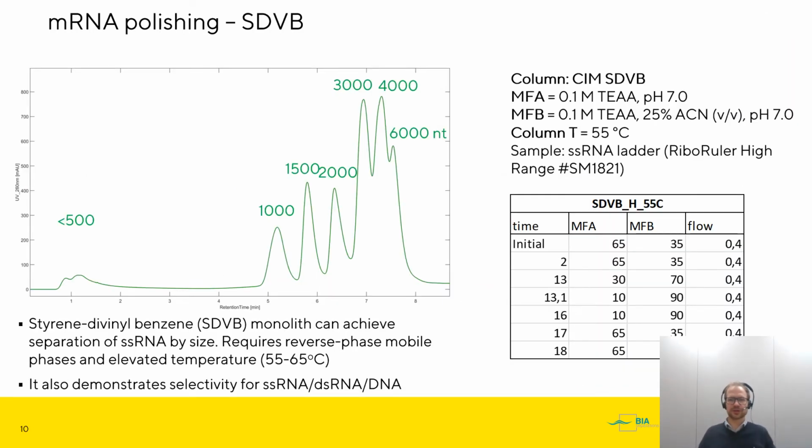And the final purification approach mentioned is so-called reverse phase chromatography, very well known in the biopharmaceutical sector specifically for analytics, but in context of mRNA it achieves very high selectivity for individual sizes of single-stranded RNA. And so here we show separation of single-stranded RNA molecules ranging from below 500 nucleotides to over 6,000 nucleotides, and this purification approach takes place at elevated temperature and in presence of acetonitrile.